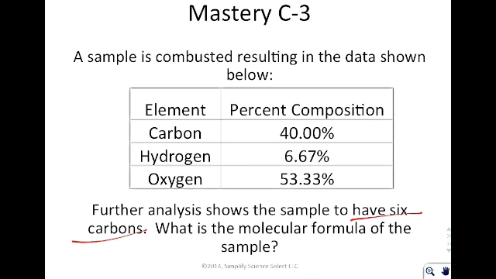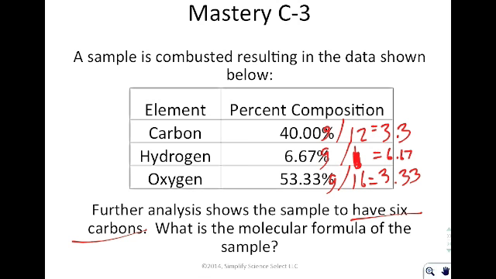So I start out the same way. These are all grams. Once you divide them by the molar mass, where the molar mass is 12 for carbon, 1 for hydrogen, and 16 for oxygen, you get the number of moles. In this case, it's 3.3 for carbon. In hydrogen's case, it's 6.67. And in oxygen's case, it's 3.33. Now you divide by the lowest one, which in our case is 3.3, which gives you 1 carbon, 2 hydrogens, and 1 oxygen. So the empirical formula for this is CH2O.